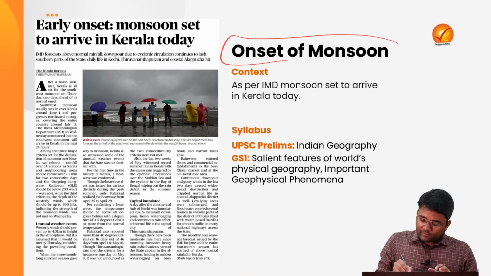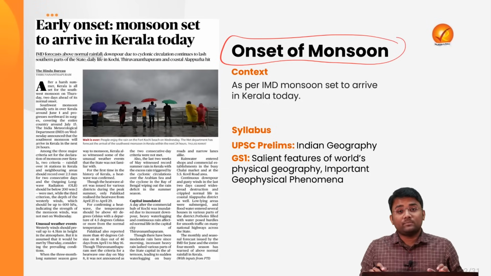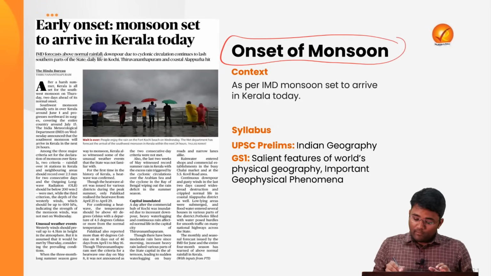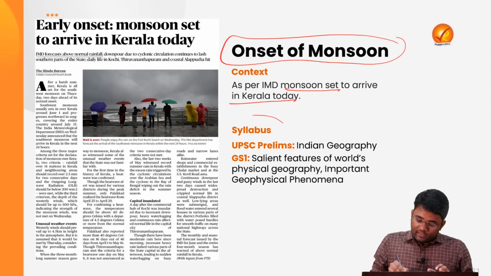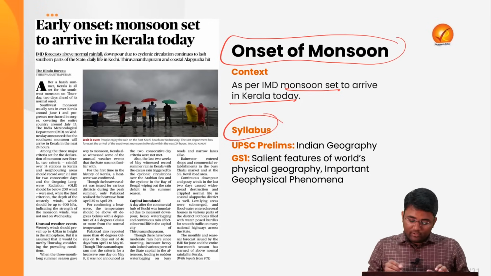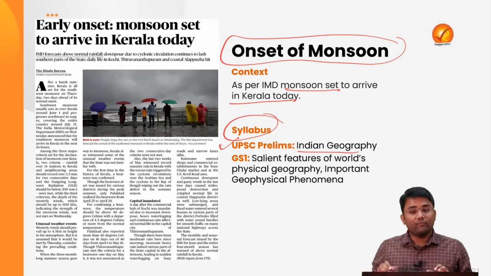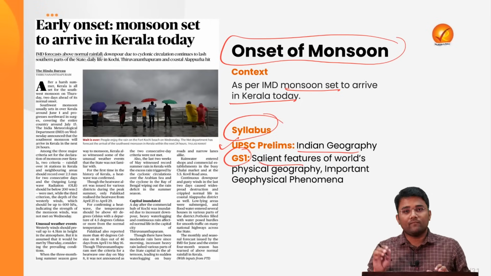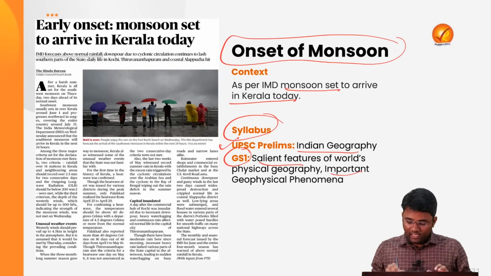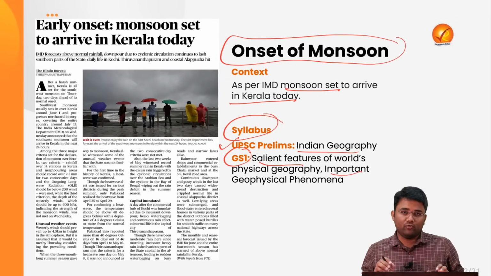So our first topic is onset of monsoon. The context of this particular topic is that as per the Indian Meteorological Department, monsoon is set to arrive in Kerala today. So this particular topic pertains to the syllabus of your UPSC prelims Indian geography and the syllabus of your GS paper 1: salient features of world physical geography and important geophysical phenomena.